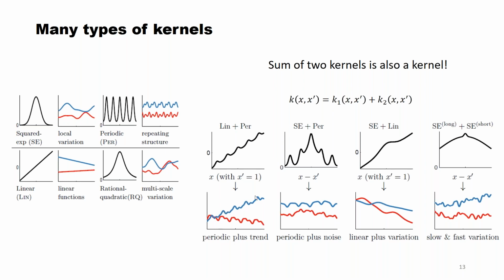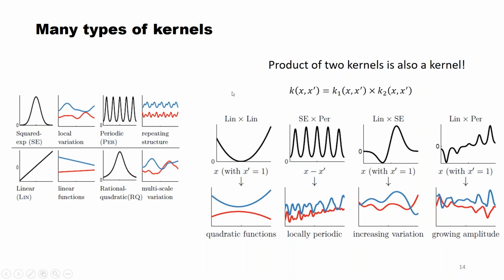so you have some periodicity but on a trend. Instead of oscillating around 0, you have oscillations around some trend. Or you can have squared exponential plus periodic, so you have some periodicity but also noise. Or you can have linear plus some kind of variations, or combine two different squared exponentials, so you have some short length scale variations but also some long length scale variations. Now you have much higher flexibility.